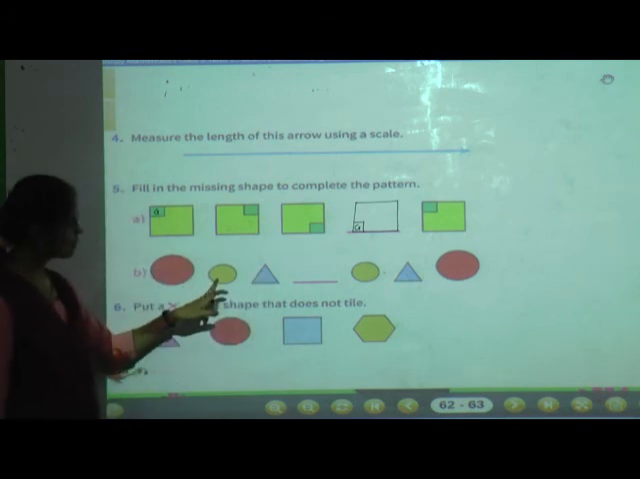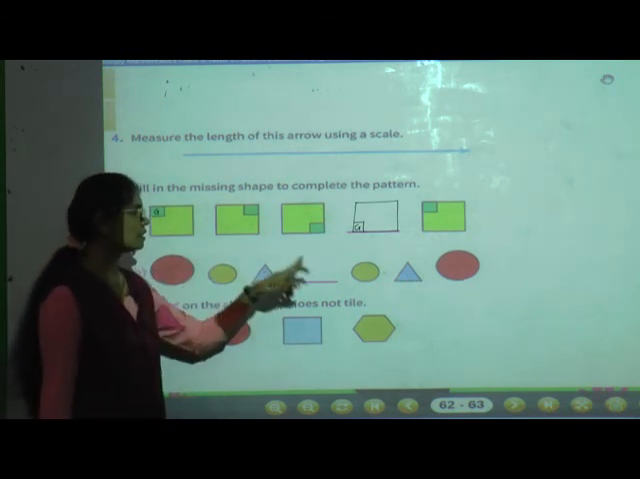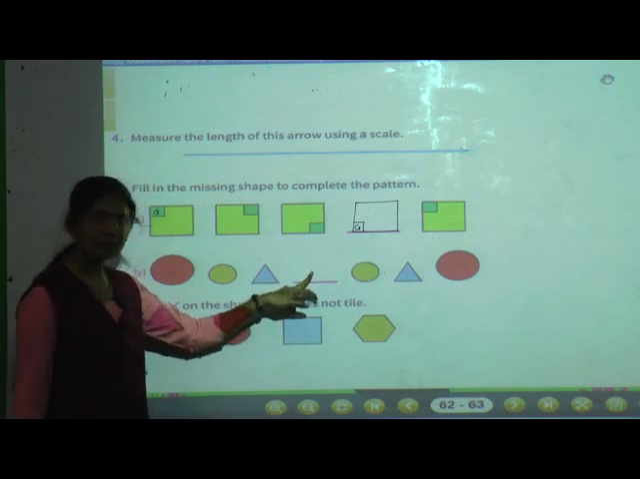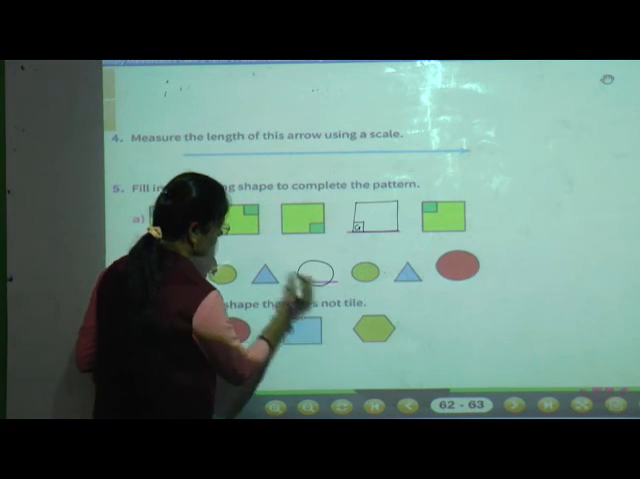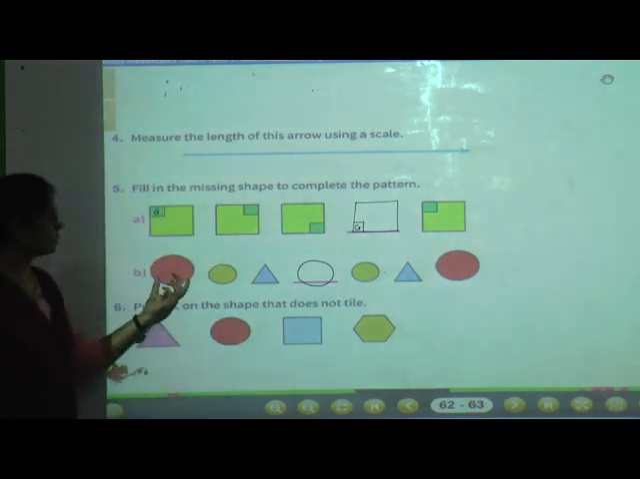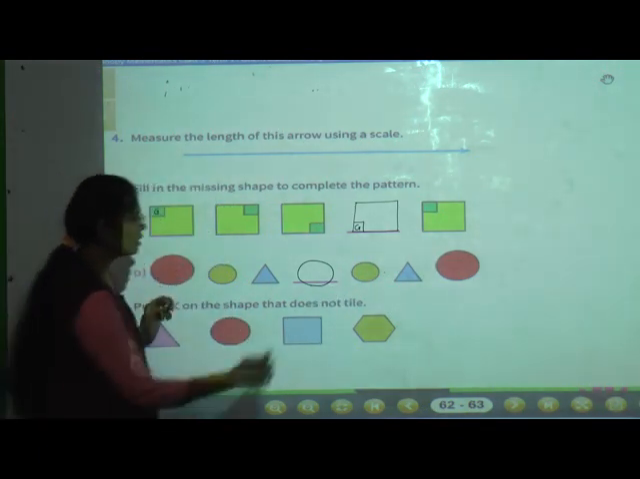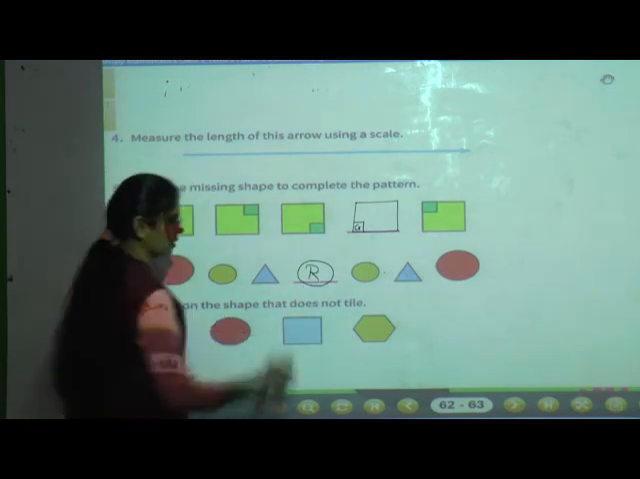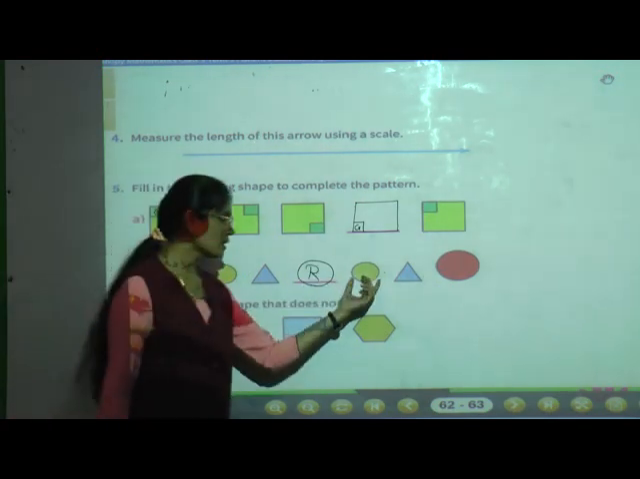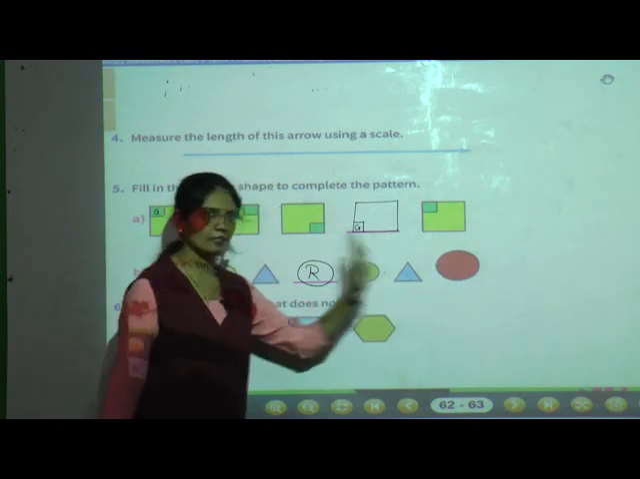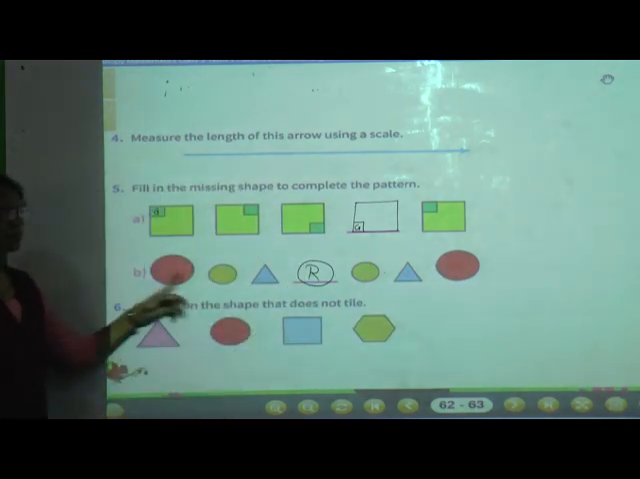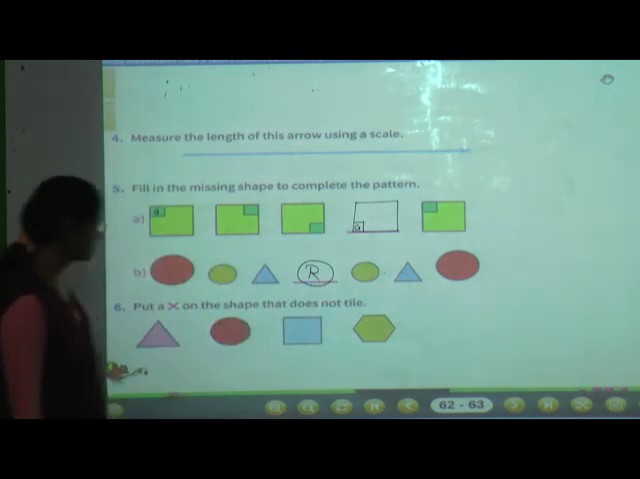Then big circle, small circle, triangle, then which shape will come here? Yes, here we should draw a big circle. And what will be the color of this circle? It should be red. Then small circle, triangle, again big circle with red color. So in this way complete this pattern also.